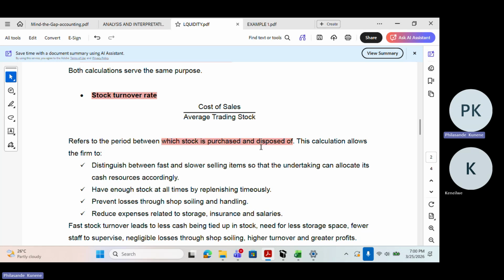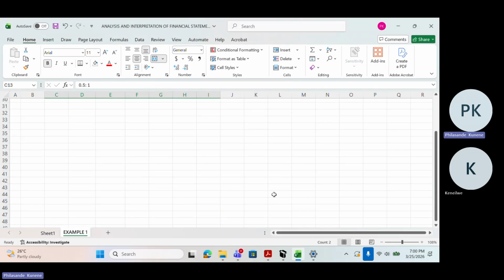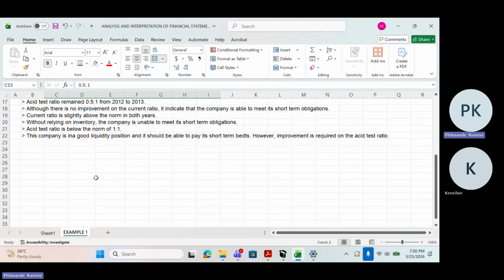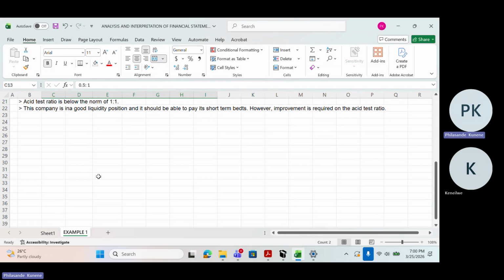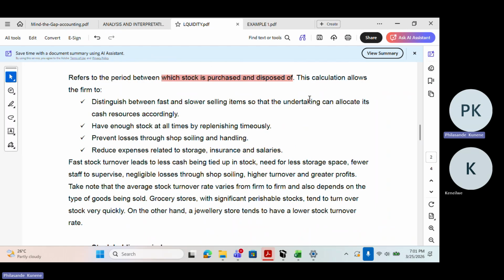We're always expecting to see a big number, because it is in times per year. So if my stock turnover rate in the current year is 10 times, next year I'm expecting 20 times, and the year after 30 times. The number of times I am replacing my stock has to increase. That's what I'm expecting to see. They're saying these calculations allow the firm to distinguish between fast and slower selling items so that the undertaking can allocate cash resources accordingly.